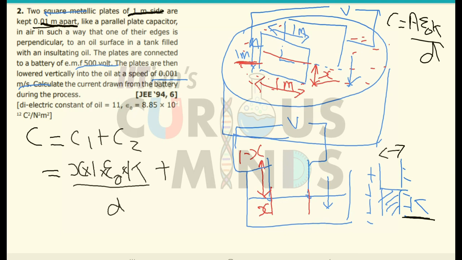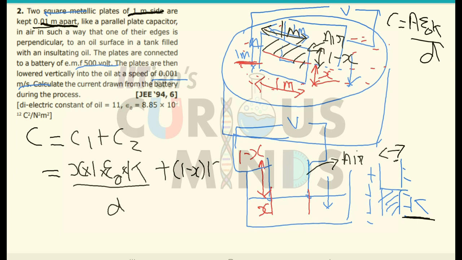Plus the remaining parallel plate capacitor is outside the liquid, or basically it is in air. This part is in air. Okay, if this part is in air, then this side will also be equal to 1 meter and the length over here is equal to 1 minus x. So its area is equal to (1 minus x) into 1 into epsilon naught.